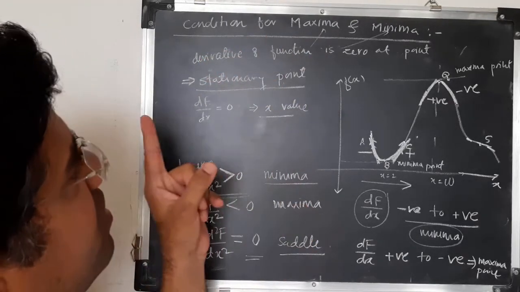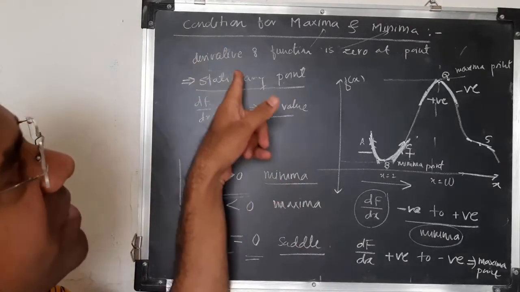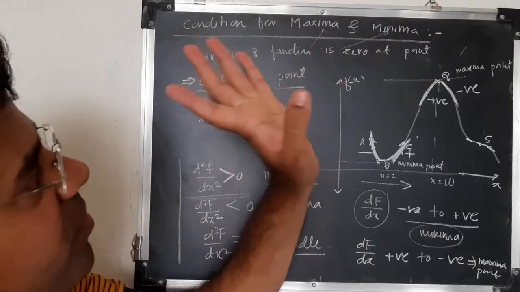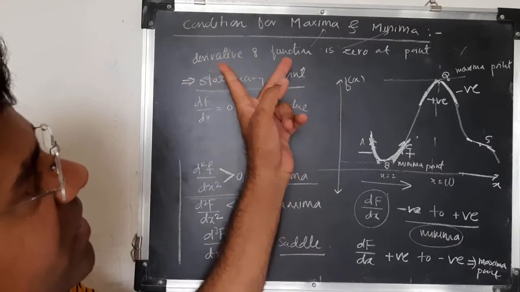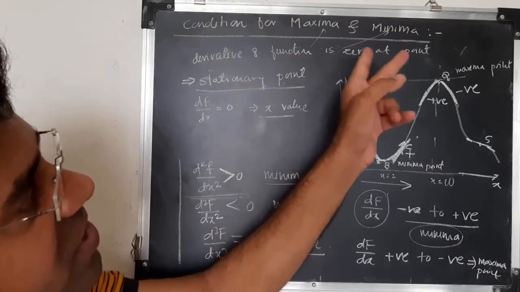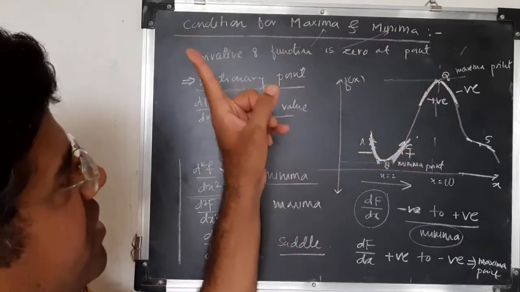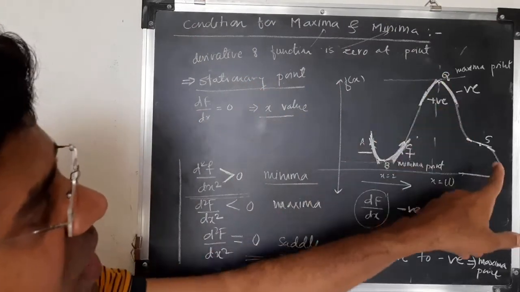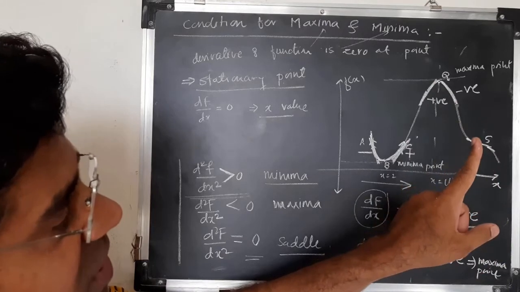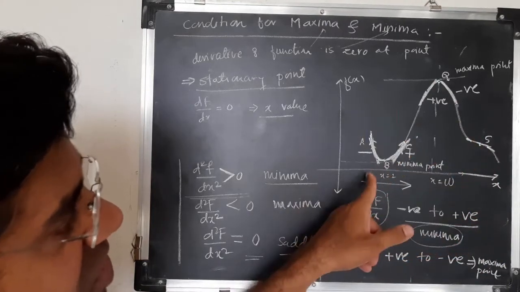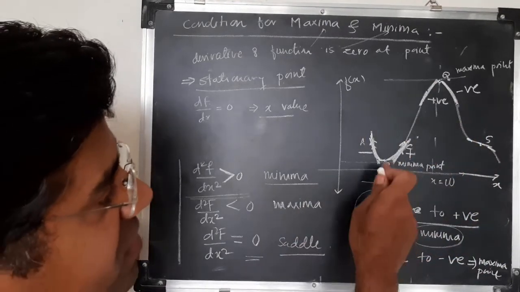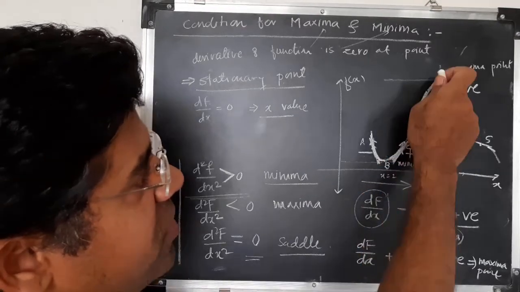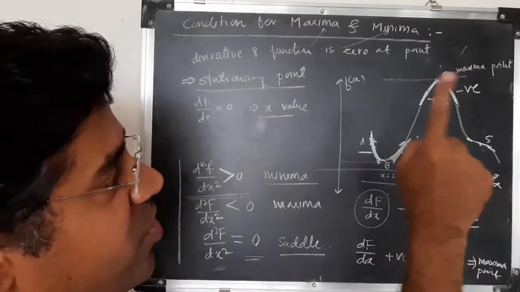The first thing you should remember: the derivative decides whether your function has a maxima or minima point. The first condition is that the derivative of the function is 0 at that point. This is your stationary point. So please remember all the points b, q and s. The first derivative of that particular function is 0. Now I have to decide whether this point or this point is maxima or minima.